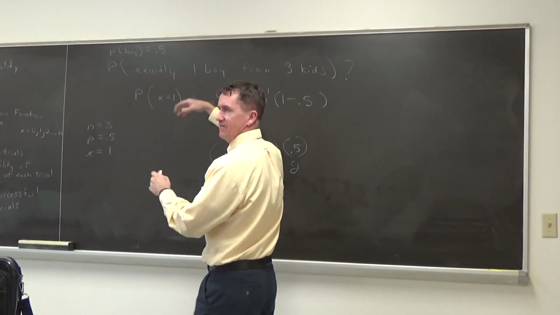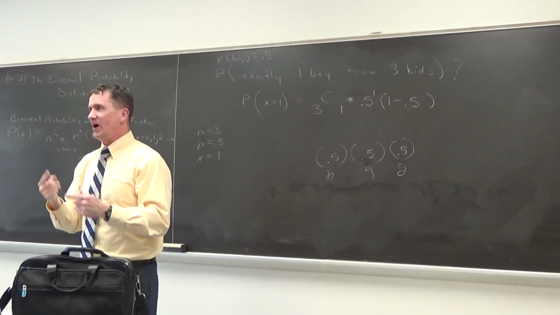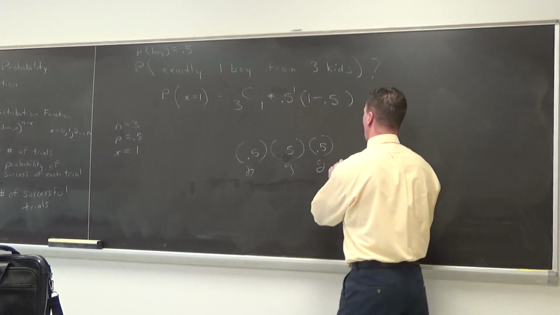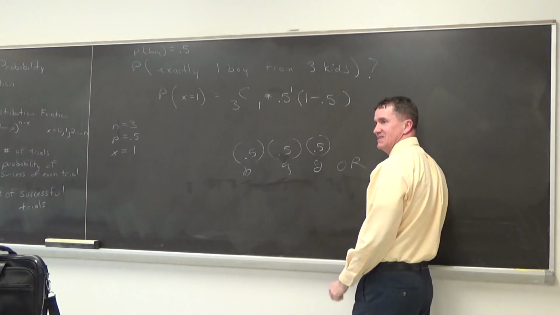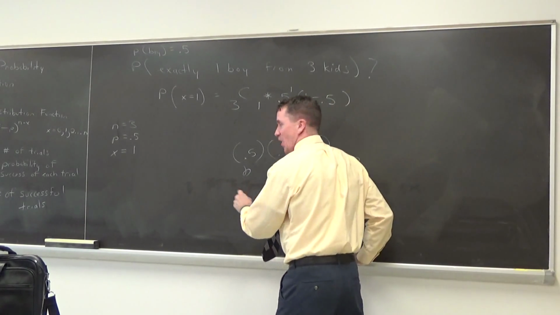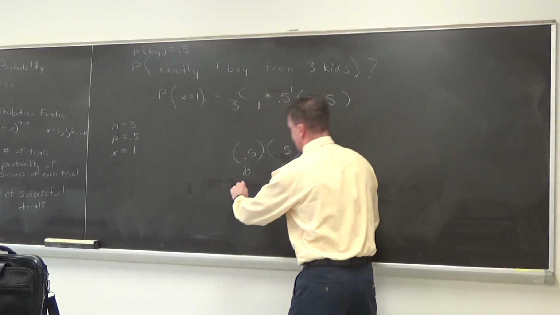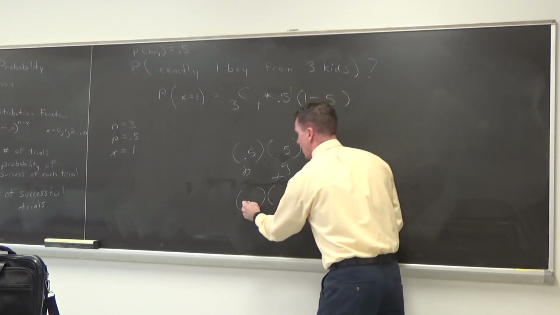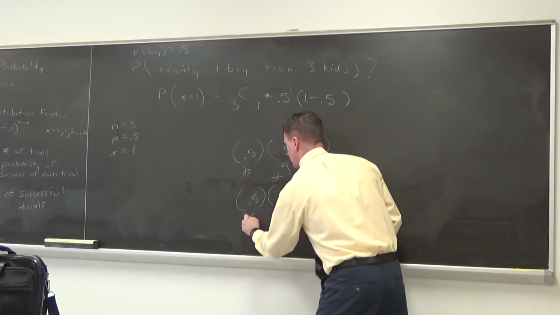Look at the wording though. Find the probability you have 3 kids and you have exactly 1 boy. This isn't the only scenario. What's another scenario of having 1 boy from 3 kids? Remember, with the "or" we add. So this would be the long way. Girl, boy, girl.